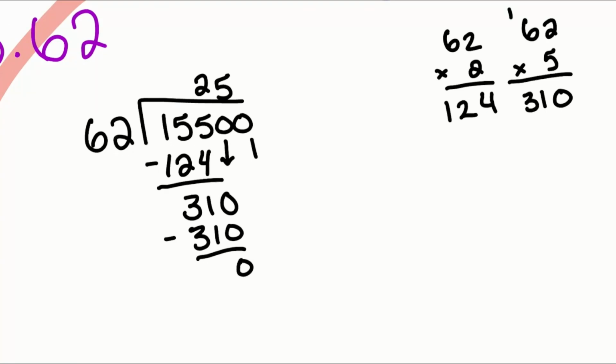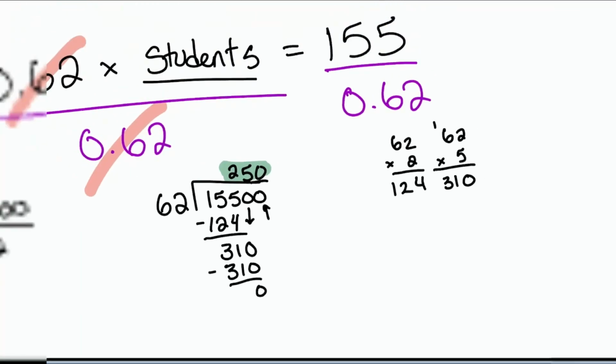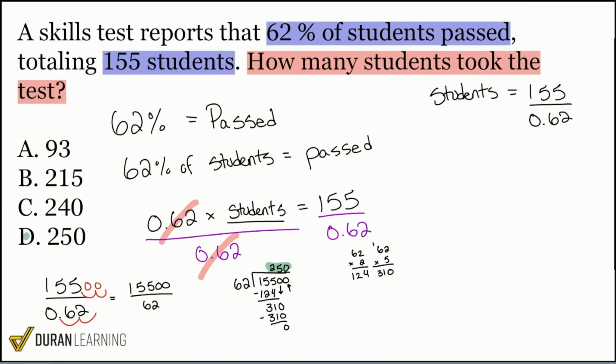So this 0 right over here, just tack it on at the end. And we're good. There it is. 250 is going to be that final answer for this word problem. Booyah right there. There were 250 students that took the test.